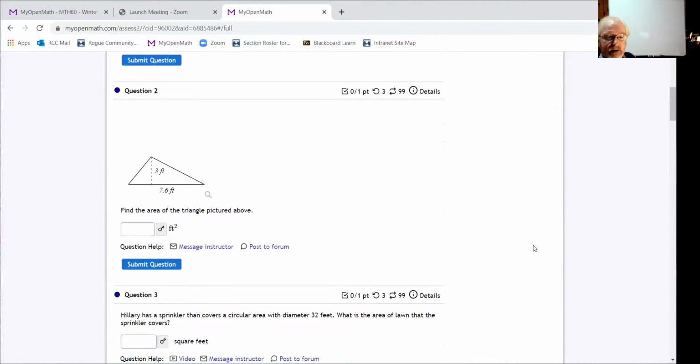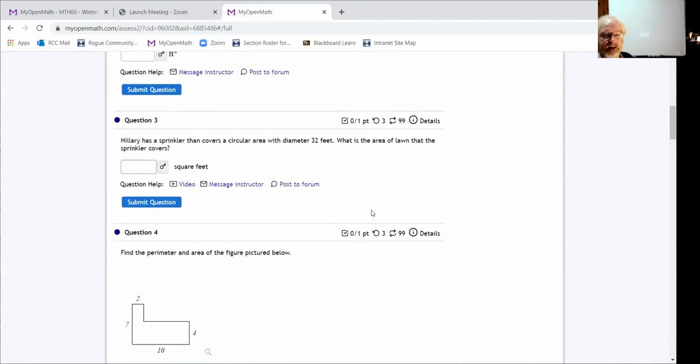Here then is a triangle, and you're given the base and the height. Find the area of the triangle, just the way we started for that one. Here it gets a little more wordy, like a word problem. Mine says Hillary has a sprinkler that covers a circular area with a diameter of 32 feet. What is the area of lawn the sprinkler covers? You've got a circle, draw a sketch if you want. You're told the diameter, and then you've got to calculate the area. So yes, you will have to come up with the radius to use the area formula.